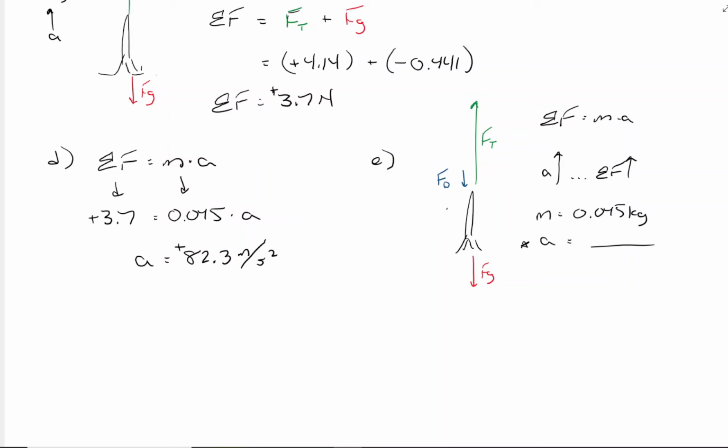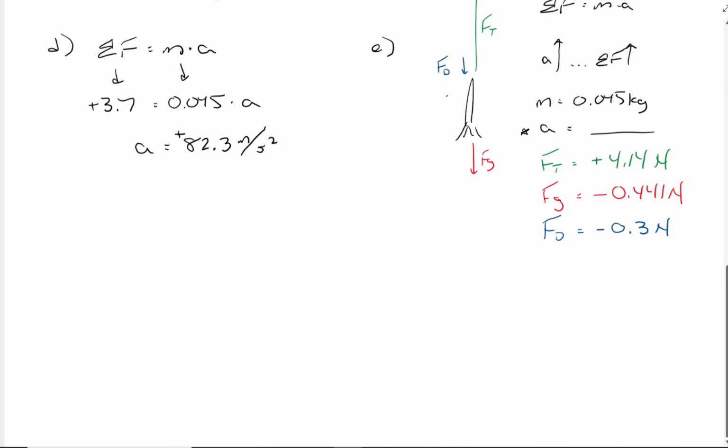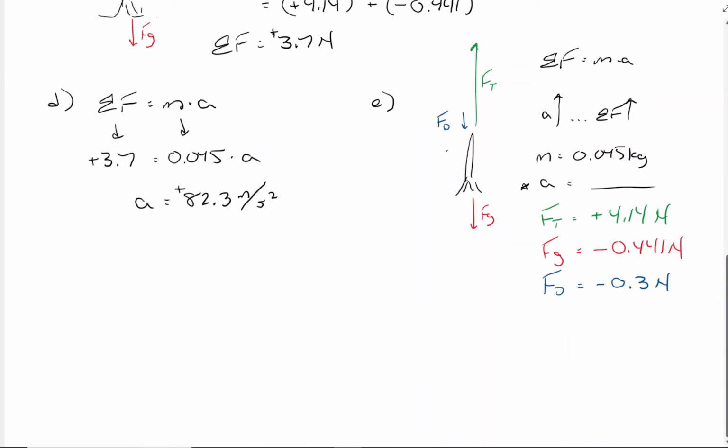And now we have three forces. These are Y forces. We have thrust. This is the engine thrust, which we determined earlier to be 4.14 newtons based on the impulse and the time. We have gravity, which hasn't changed. It's still downward at 0.441 newtons. And we have this additional new force of drag. It's resisting motion. My arrow points down, so I better make it negative. 0.3 newtons, I believe, was the value they gave us. Yeah, 0.3 newtons.